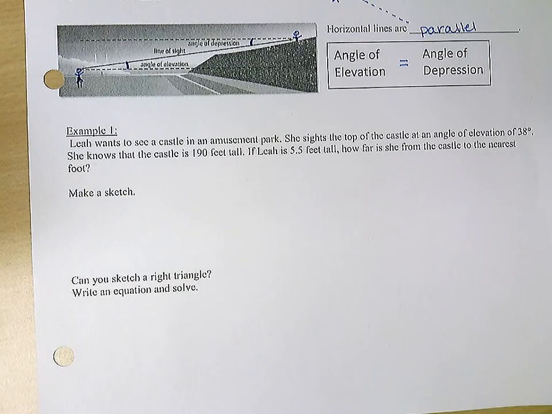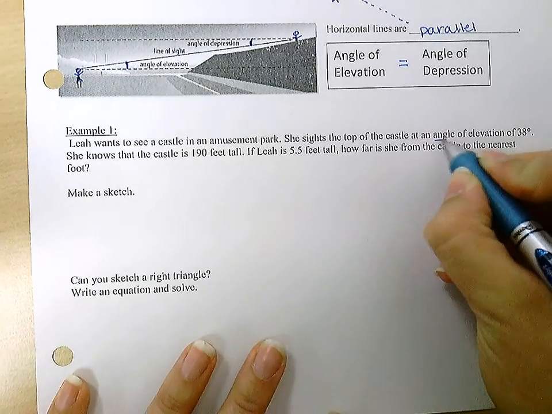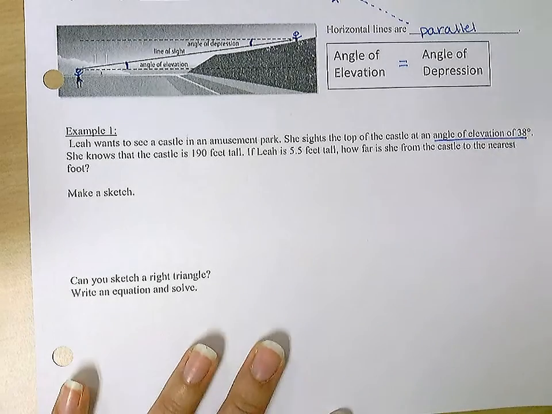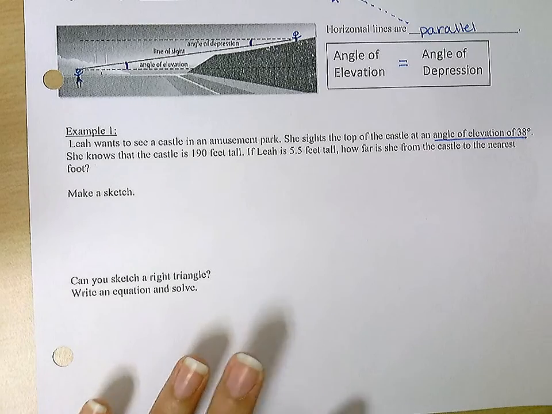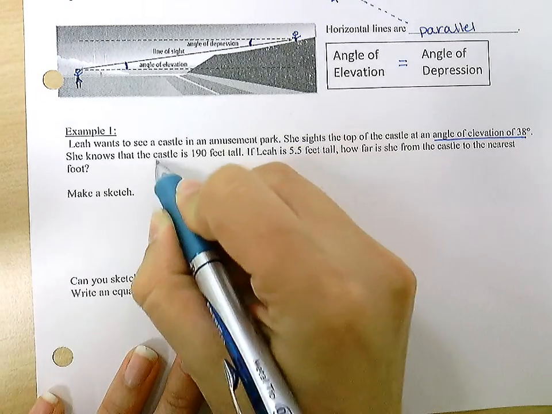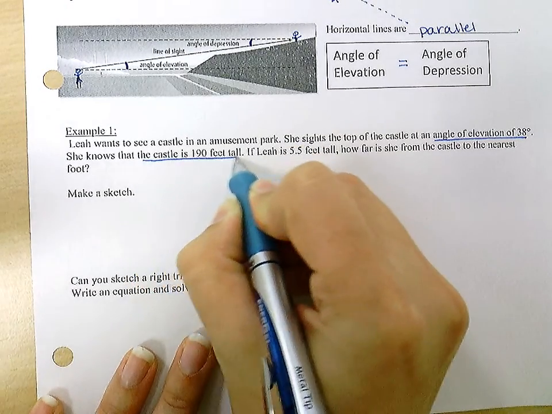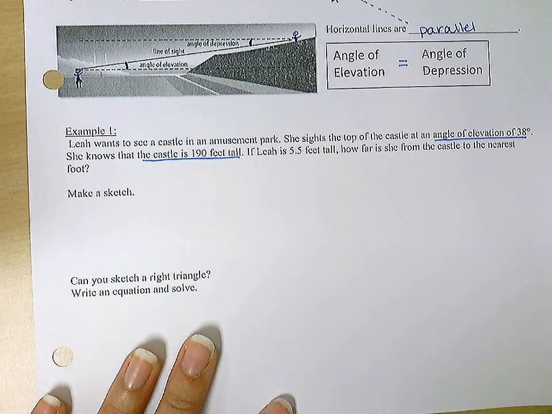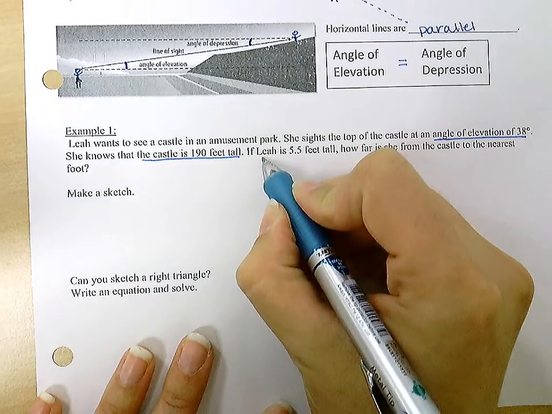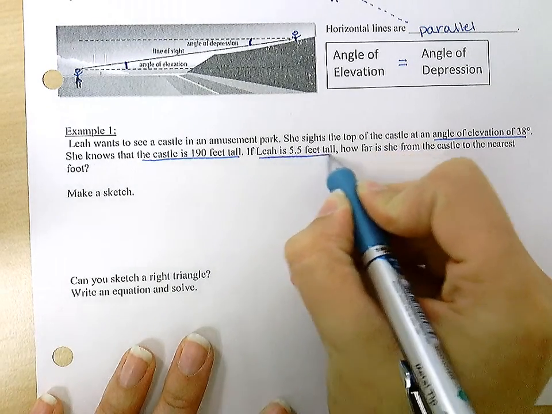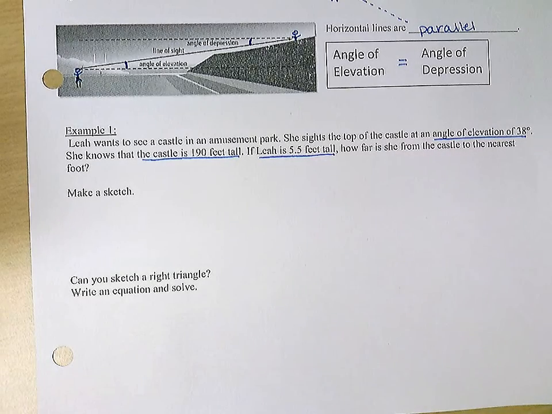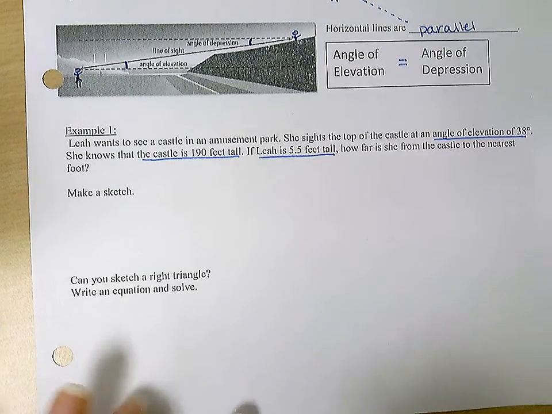So, our information that we need: the angle of elevation is 38 degrees. She knows that the castle is 190 feet tall. We know Leah herself is 5.5 feet tall. And we want to figure out how far she is from the castle. Now we want to make a sketch of what's going on.